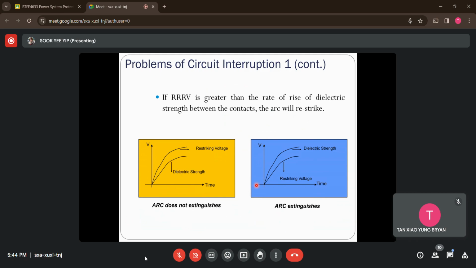So the growth rate of the dielectric strength of the material used is much higher than the rising rate of the restriking voltage that generates across the contacts of the breakers. In such a case, the dielectric strength is always higher, which means the medium will not turn into ionized particles, so the arc is able to be extinguished. The trick here is using the right materials with a higher growth rate of dielectric strength compared to the rate of rise of the restriking voltage. Okay, so that is the first problem.